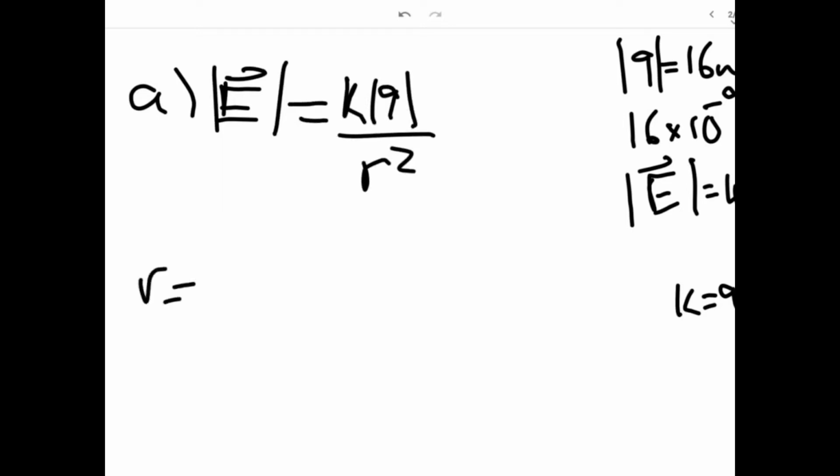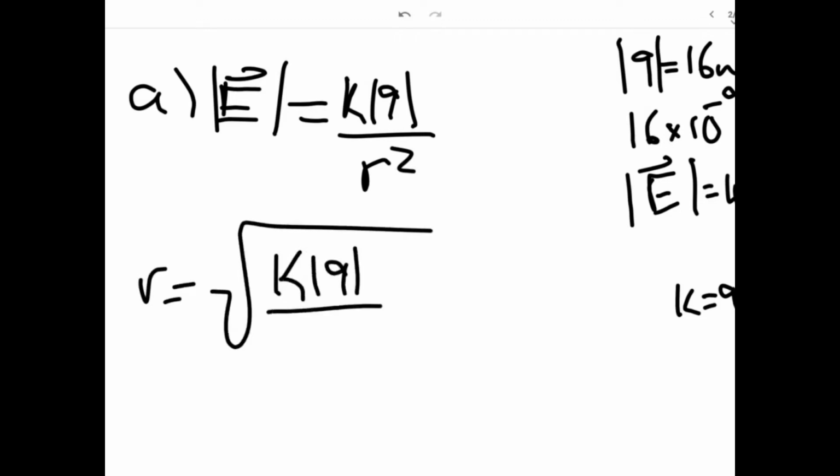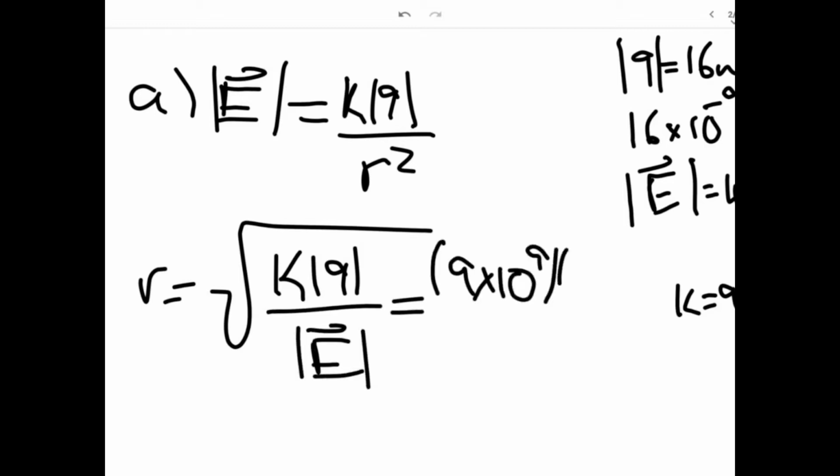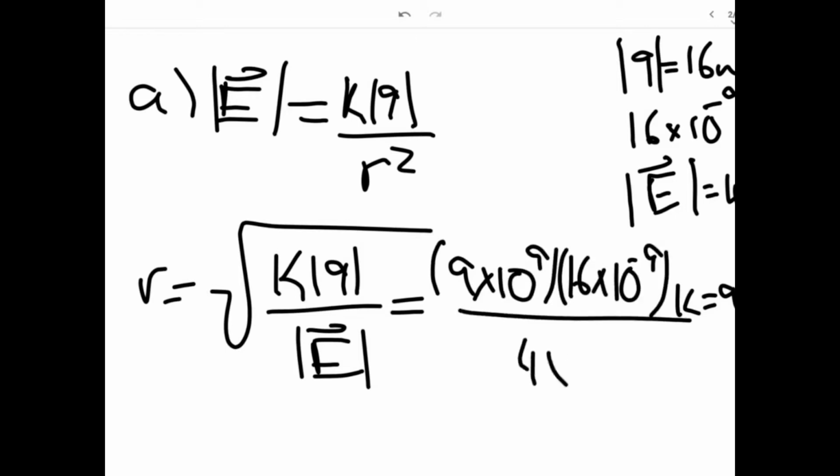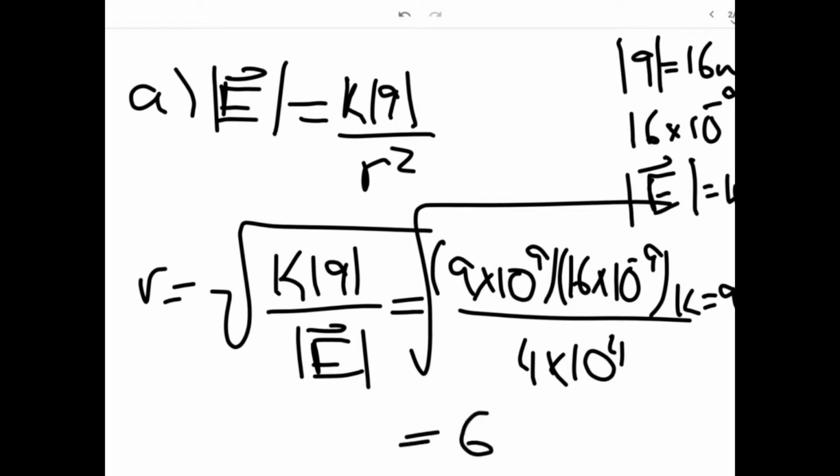Solving for R, you will get radical K Q over E. Substituting, you will get 9 times 10 to the power of 9 times 16 times 10 to the minus 9 over 4 times 10 to the power of 4. And the answer will be 6 times 10 to the minus 2 meters.